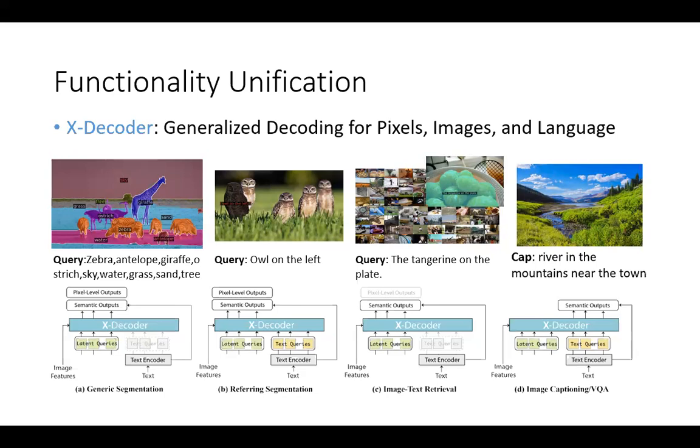Likewise, for image text retrieval, we do not need to produce a pixel level output. We just produce the semantic output and compare the similarity scores between the semantic output and the text embeddings. And finally, we can further do image captioning and visual question answering by producing the output from the right side of the X decoder. There are no other changes, it's just selecting which part of the output to predict to make the predictions.